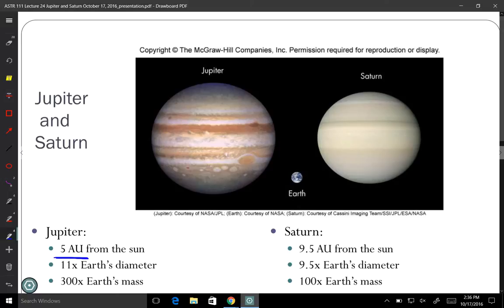Jupiter is about 5 astronomical units away from the sun. How many times farther from the sun is Jupiter than the Earth? 5. Good. We're clear on what the astronomical unit means. It's 11 times the diameter of the Earth. So, clearly big. About 300 times the mass of the Earth. Very, very massive.